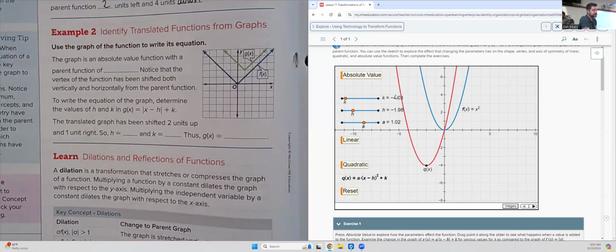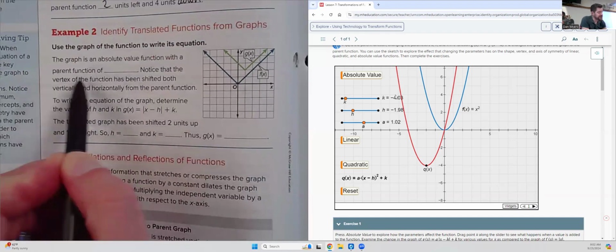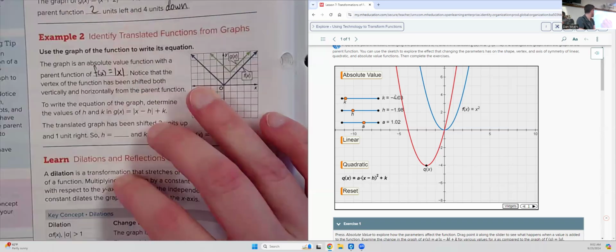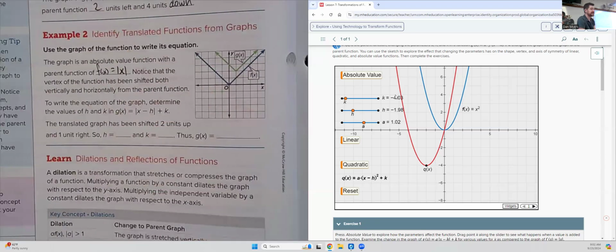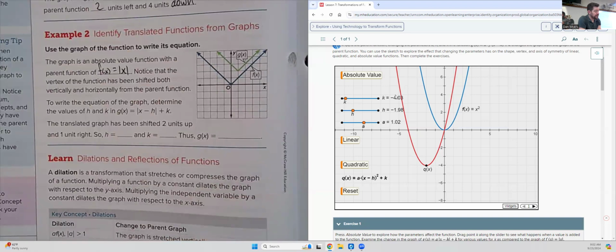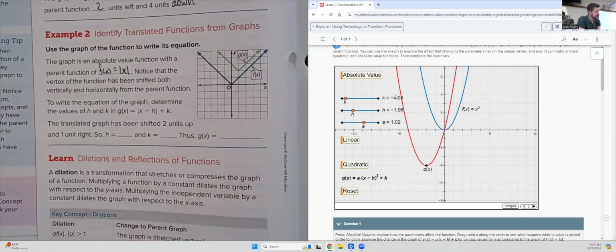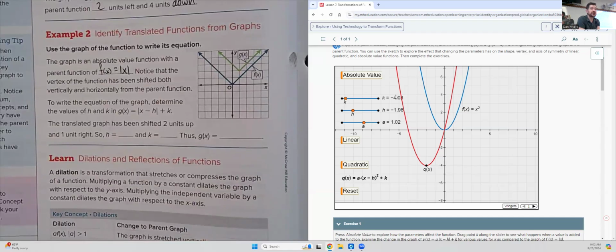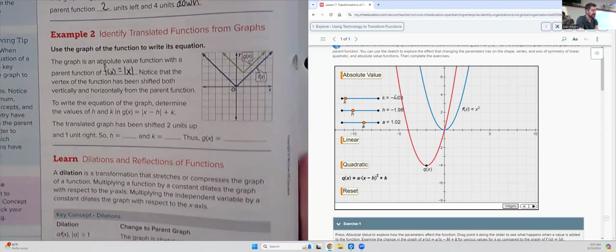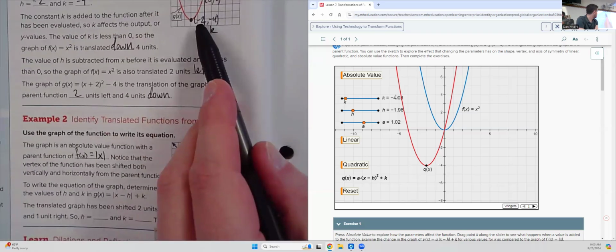All right. So the graph is an absolute value function with a parent function of f of x is equal to the absolute value of x. That's always the simplest form you can possibly have. And since it's absolute value, we take the absolute value of x. That's the blue one. Notice that the vertex of the function has been shifted both vertically and horizontally from the parent function. Figure out where the vertex was to where it is now, and that will give you your translation. Kind of like what we just talked about here. -2 for h, -4 for k.